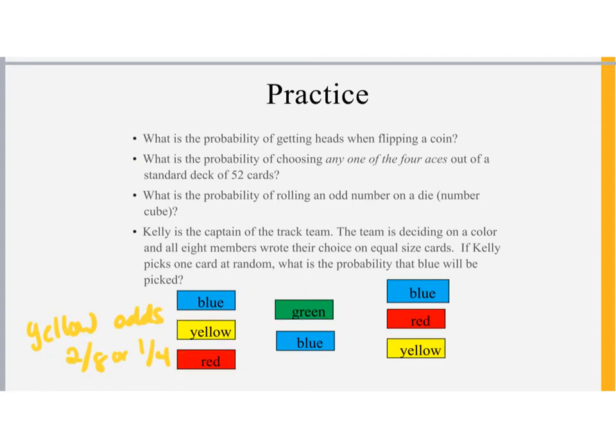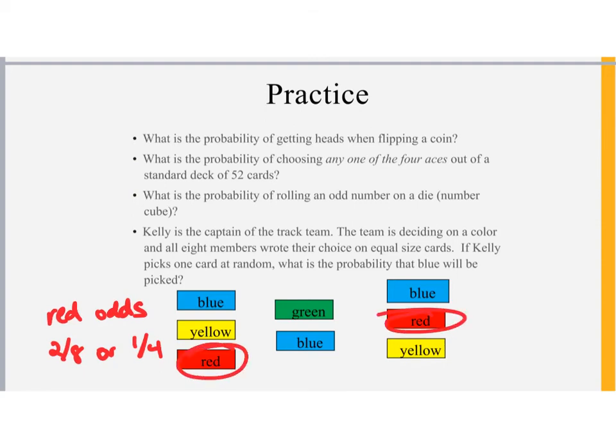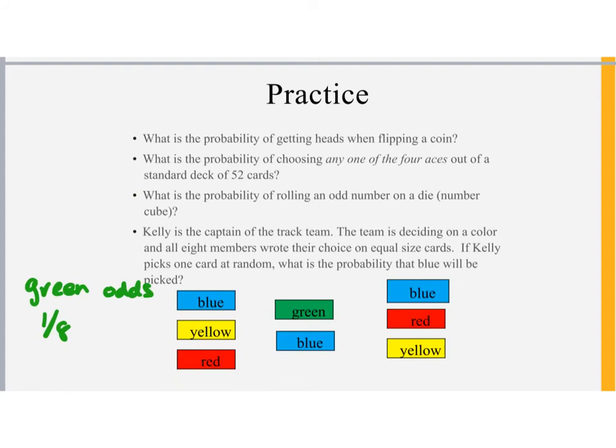The odds of picking yellow are 2 out of 8, which is the same as 1 out of 4, because 2 of the cards are yellow and there are 8 total cards. So the odds are 2 out of 8. The odds of picking red is also 2 out of 8, or 1 out of 4, because there are 2 cards that indicate red out of 8 total cards. And finally, the odds of picking green is 1 out of 8, because out of the 8 cards, only one of the possibilities is selecting a green card.